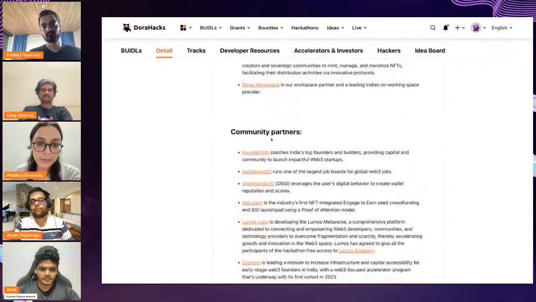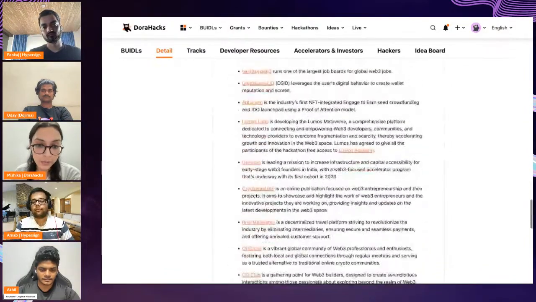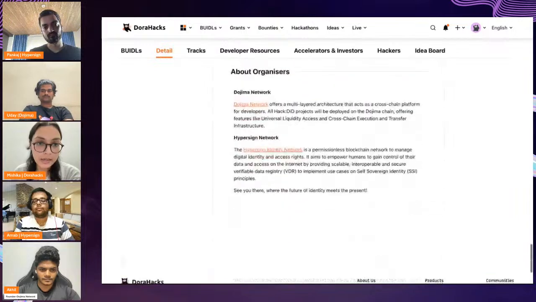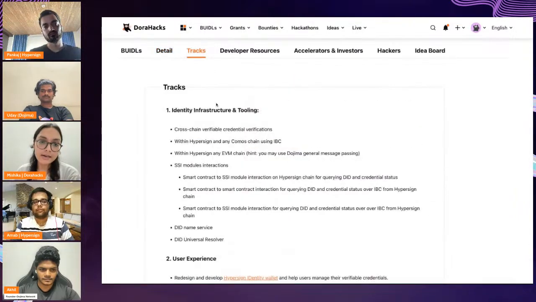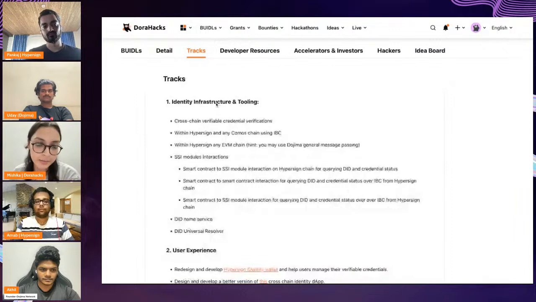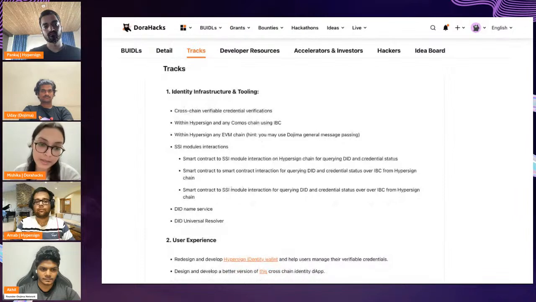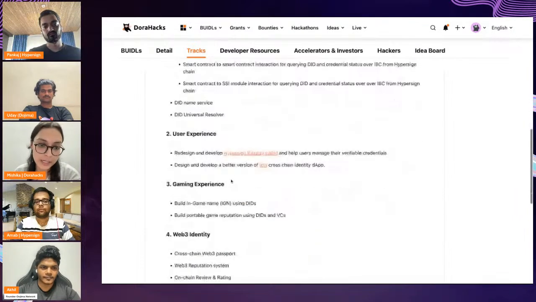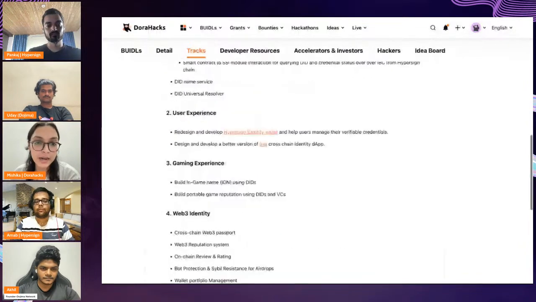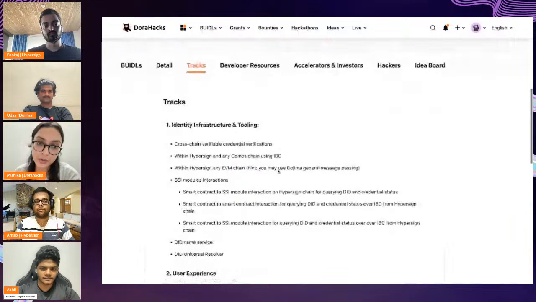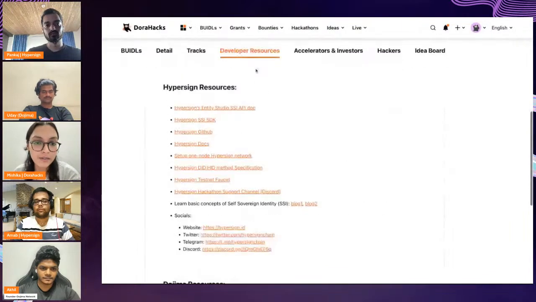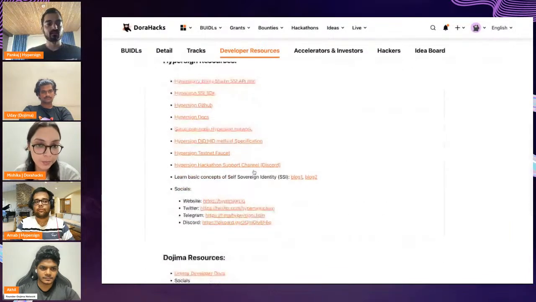Then we also have the community partners over here, who will be supporting the hackathon, a little about the organizers, and then the tracks. Again, Pankaj did mention this in the presentation he shared. So there are a few examples that the organizations have laid down for you. Identity and infra, you can go through these examples: user experience, gaming experience, Web3 experience. Feel free to take your time. And if you missed any of that from Pankaj's presentation, feel free to snapshot it from here. There are also developer resources that you might want to go through.